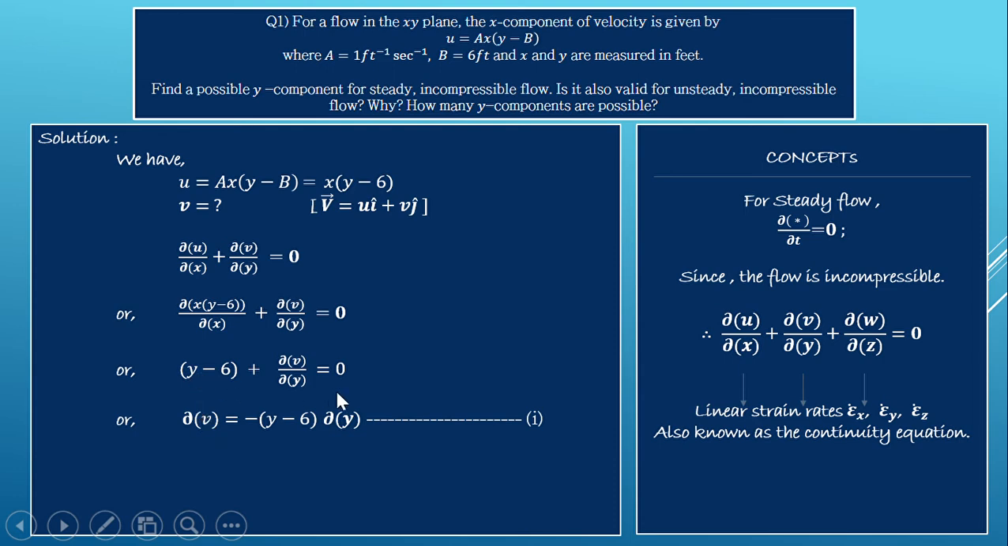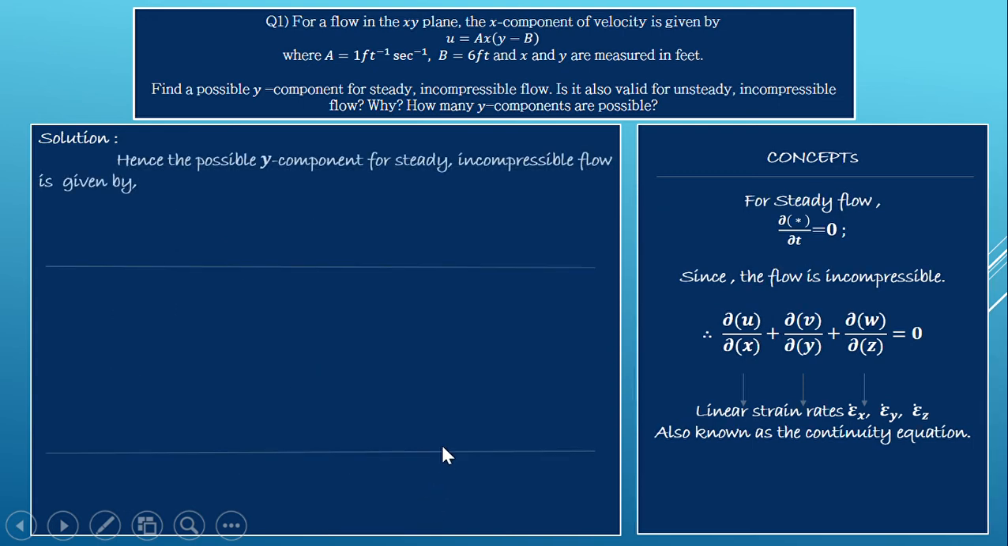On rearranging the above equation in the following order and integrating it as such, we get v is equal to minus y squared by 2 plus 6y plus c. Hence, the possible y component for steady incompressible flow is given by v is equal to minus y squared by 2 plus 6y plus f of x. Here the constant c can be replaced by an arbitrary function f of x.